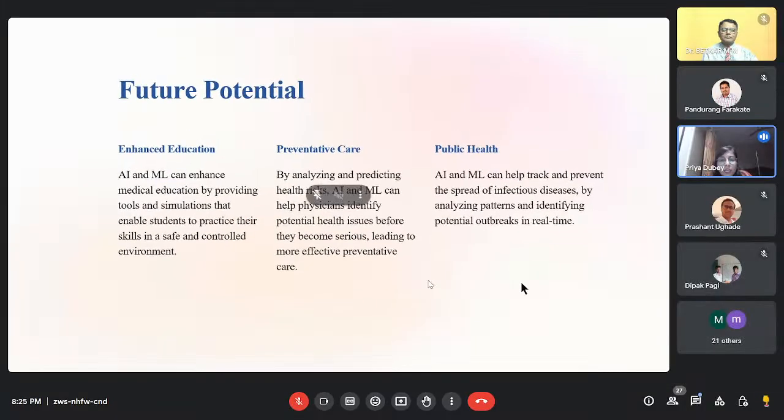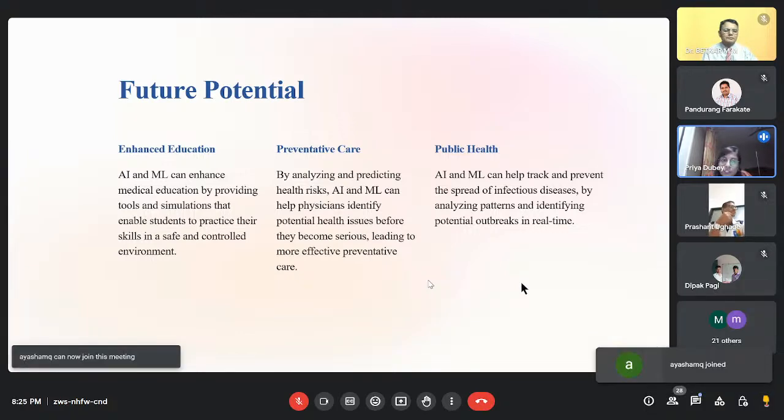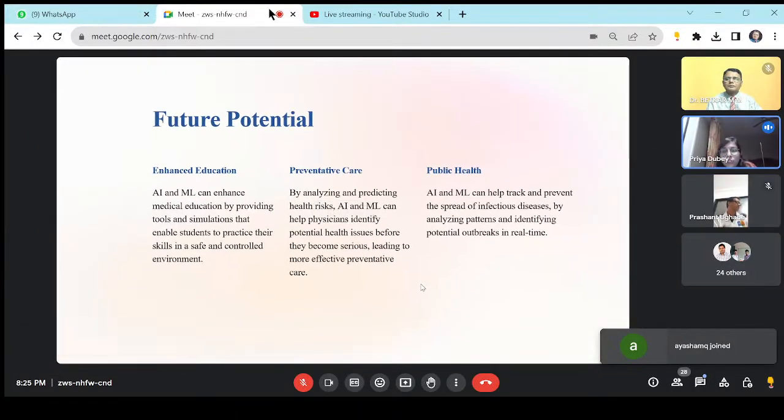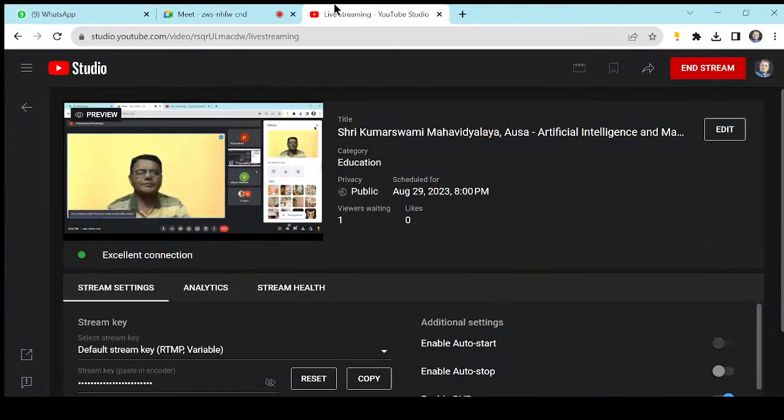AIML can help physicians identify potential health issues before they become serious, and public health, because it can identify the potential outbreak of a certain disease in real time and therefore lead to increased public health.